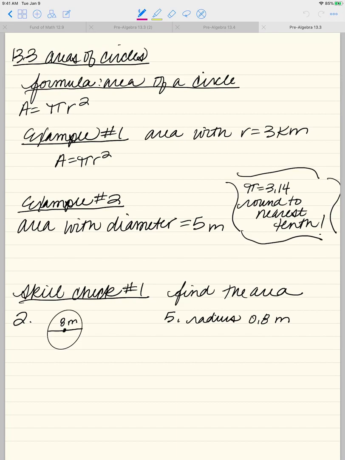This should be a reminder to you. Area of a circle is pi r squared. Okay, so the product of pi and the radius squared, not pi r squared. Do not do this. Okay, that will give you a very different answer. So square the radius, multiply that by pi.